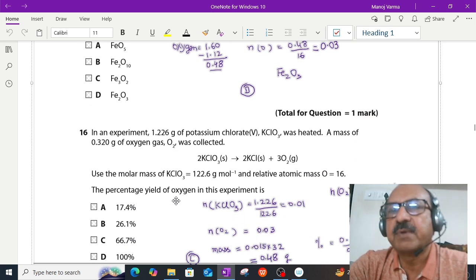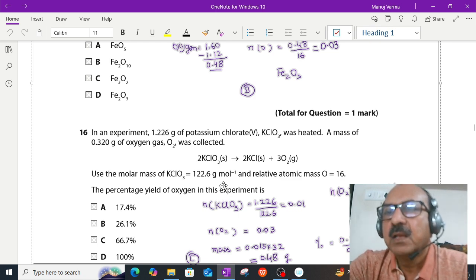Let's go to the next question, that is question number 16, and it says here that in an experiment 1.226 gram of potassium chlorate(V) was heated, a mass of 0.320 gram of oxygen was collected. Use the molar mass and relative atomic mass of oxygen to find the percentage yield of oxygen in this experiment. Okay, so more or less a straightforward question.